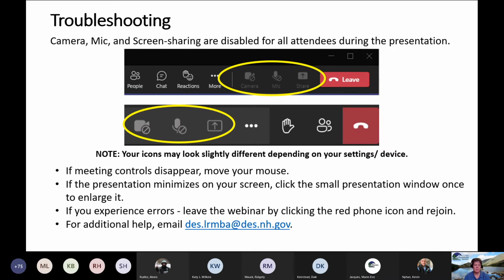They should reappear. If for any reason the presentation minimizes on your screen and appears down in the lower right or left-hand corner, simply click on the small presentation once and it should enlarge again so you can see things in full size. If you experience any errors, you can leave the webinar by clicking on that red phone icon and simply rejoin using the link. We'll let you back in. That's the quickest and easiest way to reset and correct any errors. If you need any additional help, please email us at des.lrmb@des.nh.gov.